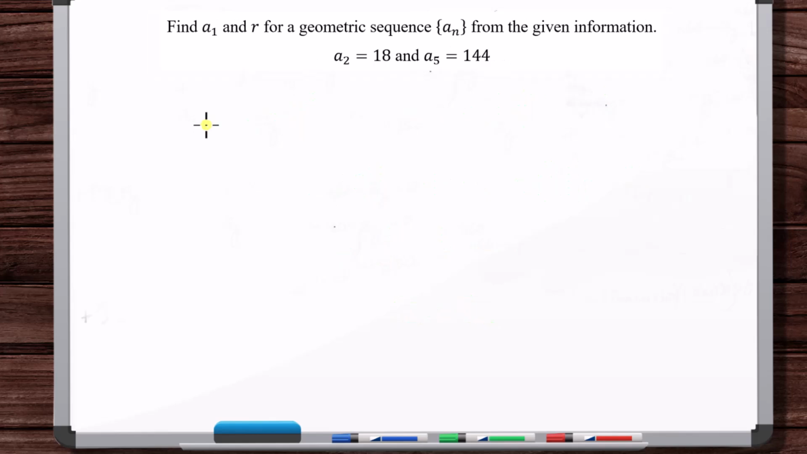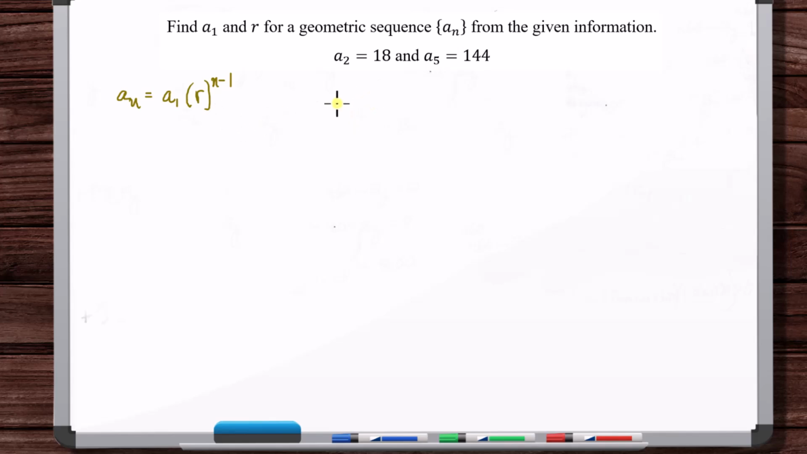Okay, so find a1 and r for a geometric sequence from the given information. It's telling us it's a geometric sequence, so we're going to use our general formula for a sub n for a geometric sequence that starts at n is equal to 1. It doesn't tell us it starts at n is equal to 1, but that's usually the default. Then just write it out for these two cases, and we'll have two equations and two unknowns.